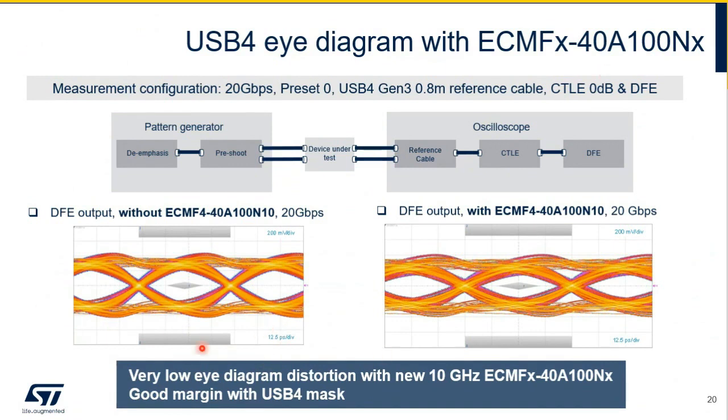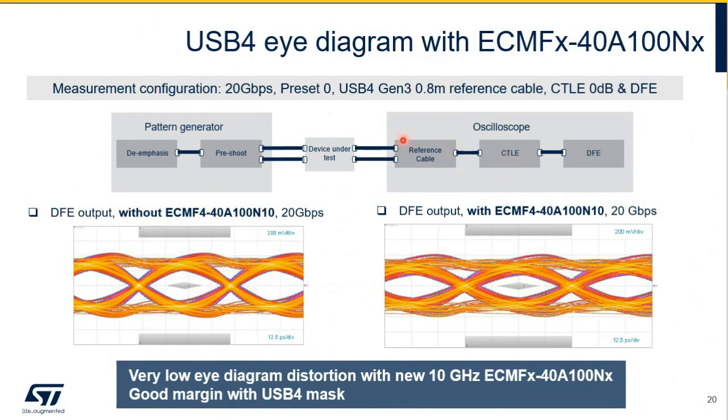On this slide, we perform an eye diagram measurement on the USB4 standard. For that, we use a PRBS pattern generator with de-emphasis and pre-shoot to simulate the real signal of the standard being tested. Then we have our ECMF under test or a through PCB. And then an oscilloscope which integrates the USB4 reference cable insertion loss, CTLE and DFE, which are signal processing algorithms defined in the standard.